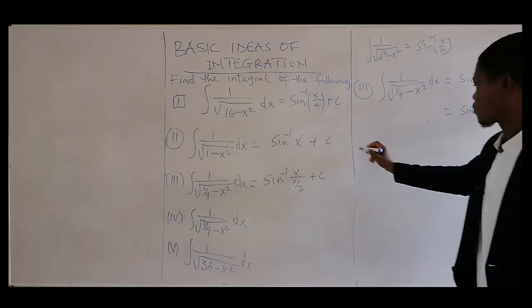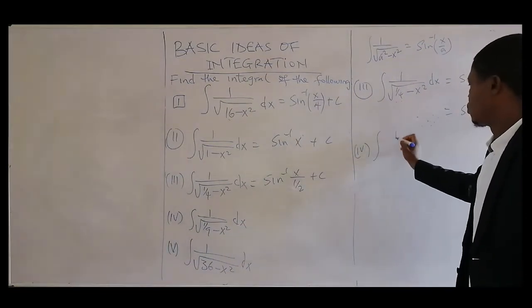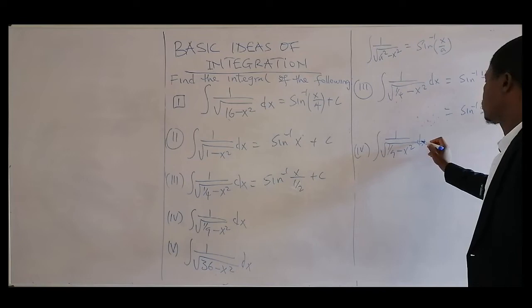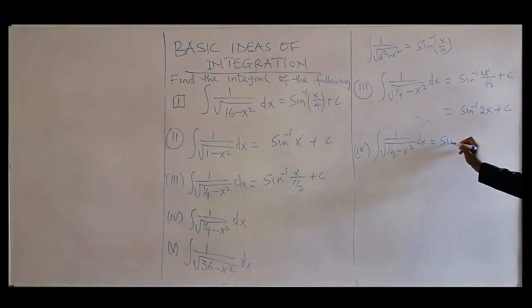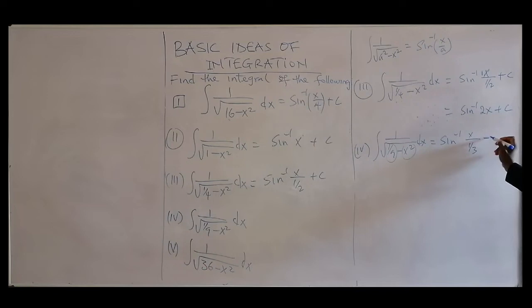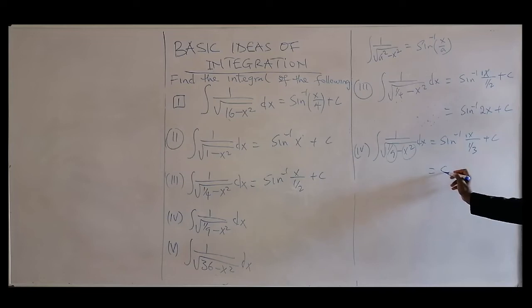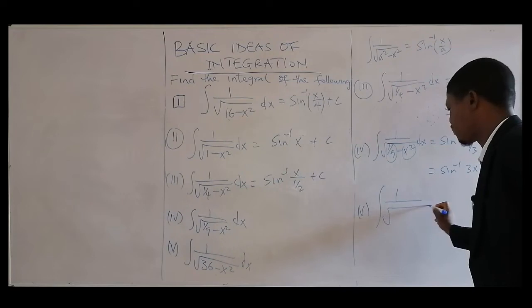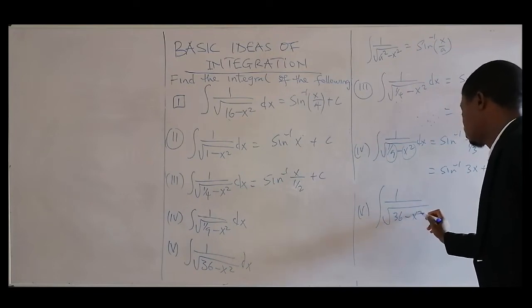Then the fourth one, the integral of 1 over the square root of 9 minus x squared dx is very simple, and that will be equal to arc sine of x over 3 plus c, since this is 3 squared. Don't forget that there is an invisible 1 there, and that will be equal to arc sine 3x plus c. Okay, then the fifth one, the integral of 1 over the square root of 36 minus x squared dx.